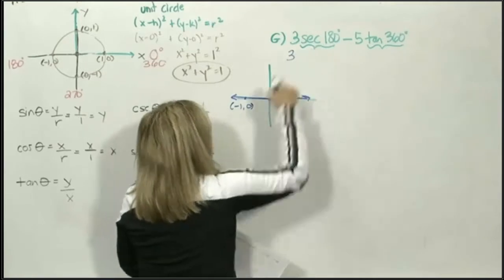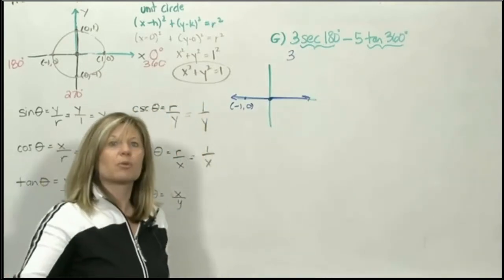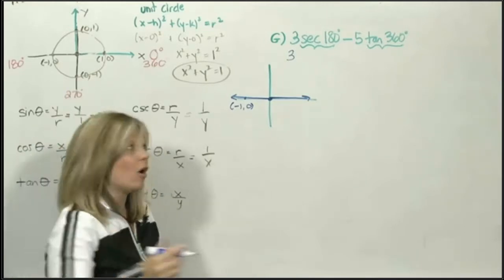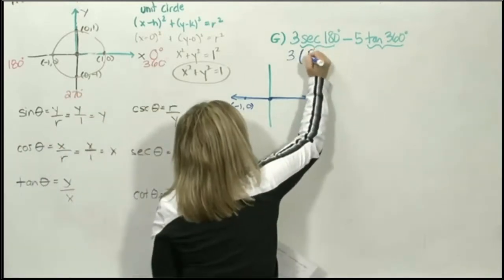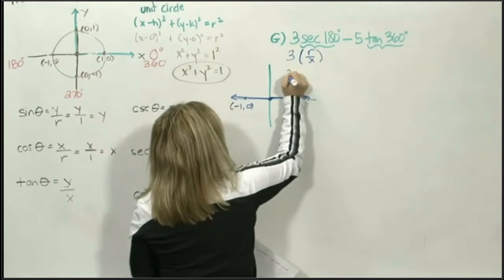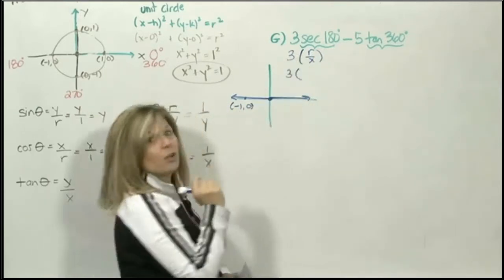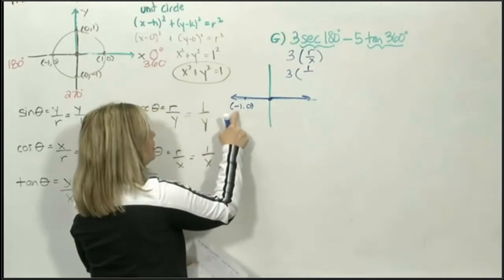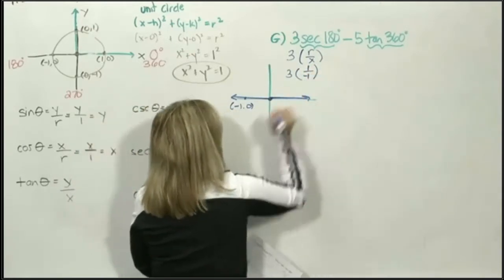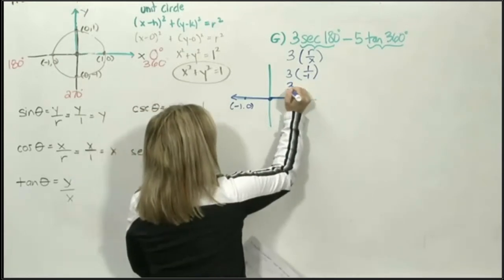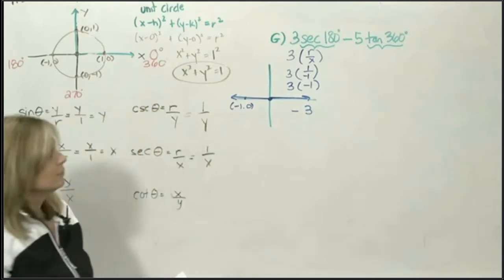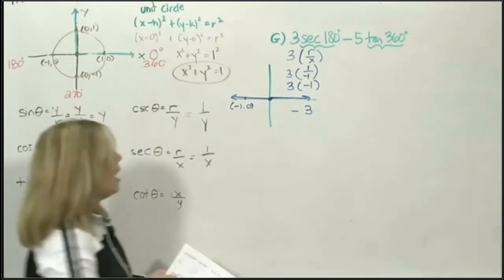We're going to look up the definition of secant. Secant is the reciprocal of cosine. Cosine I know is x over r, so I know secant's got to be r over x. So now if I look, I know my radius for the unit circle is always 1. And what's my x value here, people? Negative 1. So that gives me 3 times negative 1, which is negative 3. Isn't that cool?